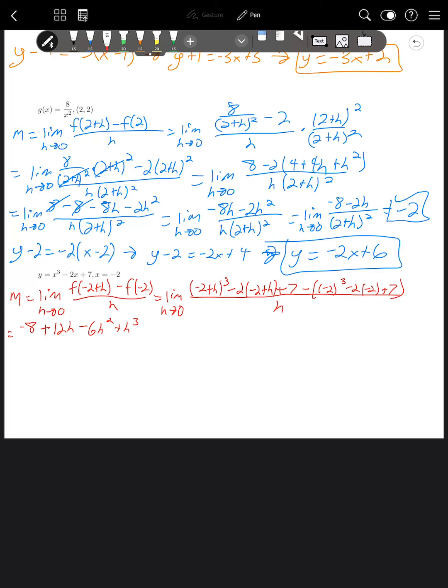Then I distribute the negative 2. So that would be plus 4 minus 2h plus 7 minus whatever we get over here. So negative 2 cubed is negative 8. Negative 8 plus 4 is negative 4. Negative 4 plus 7 is 3. All over h, and I forgot the limit. So the limit as h approaches 0. And now we should be able to simplify that a little bit by combining like terms. So let's see.